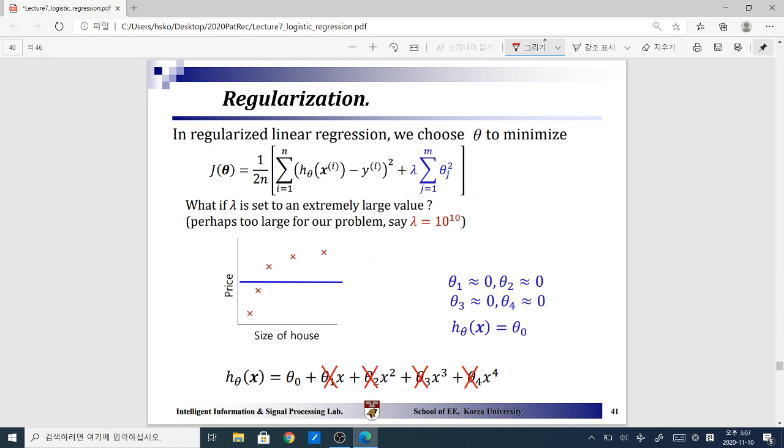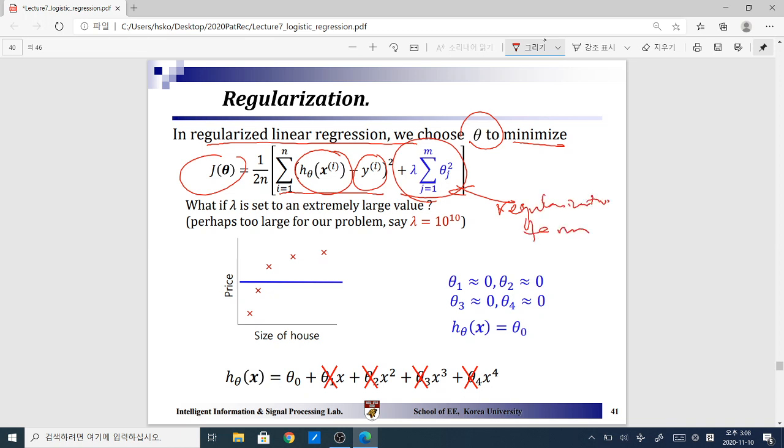Okay, so once again, as far as regularization is concerned, in the linear regression case, we choose theta to minimize this error function, where the error function consists of, once again, the data situation with the prediction versus that of the label, as well as this term, which is the regularization term.